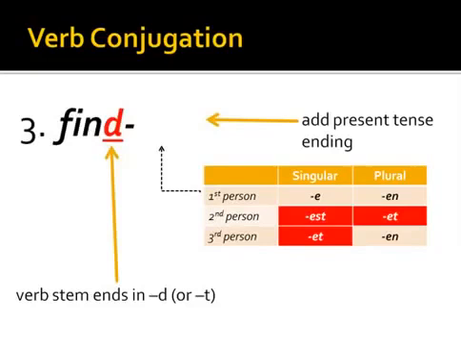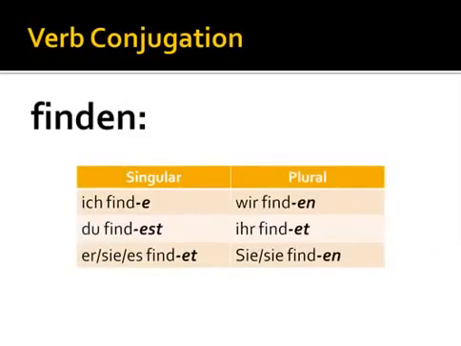So if the verb stem ends in a D or ends in a T, what I want to do in the second and third person singular, and the second person plural, which are the things marked in red on the screen, is insert an extra E between the verbal stem and the verbal ending. So what I get is ich finde, which is normal, du findest, which is changed. This is so much easier to pronounce than du findst. Du findest. Er, sie, es findet. Wir finden, ihr findet, sie finden.